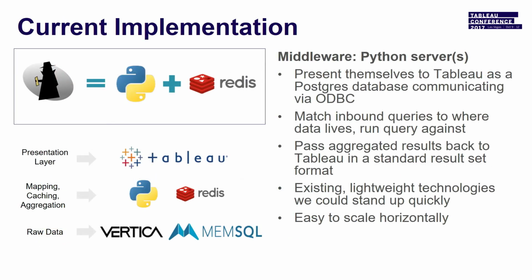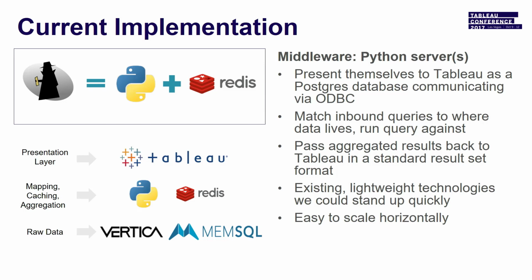So what we ended up doing is setting up kind of this middle layer of Python servers. And so these actually go to Tableau and say, hi, I'm a Postgres server. Believe me. And so Tableau obligingly sends them queries for a dashboard. The servers look at the query and say, all right, where does this data actually live? I'm going to run the query versus that database, get it back, package it up, send it back to Tableau.